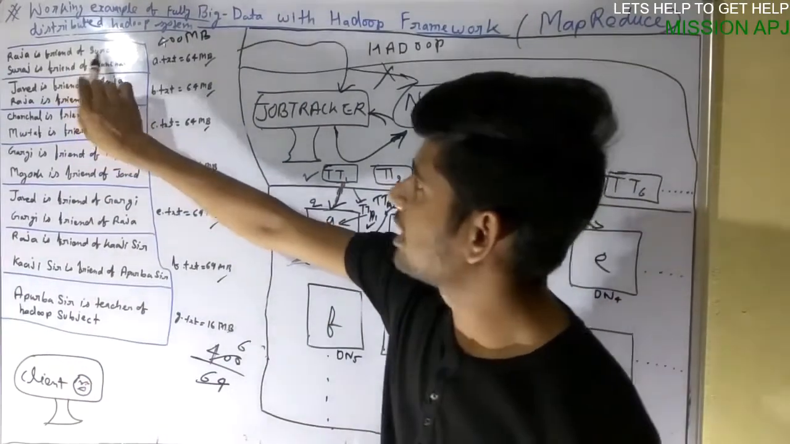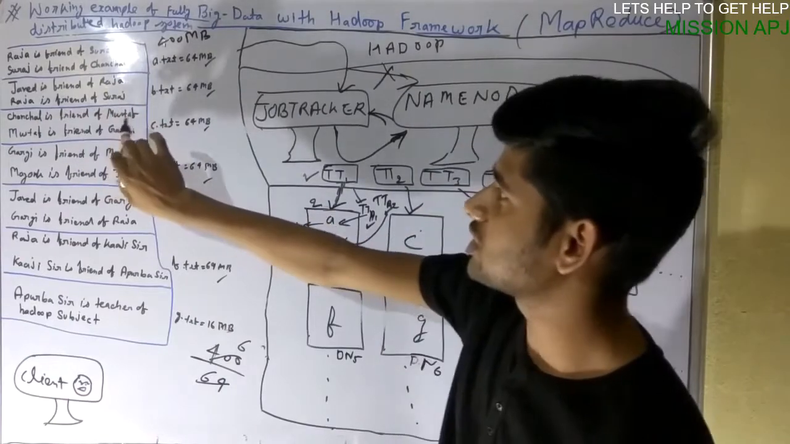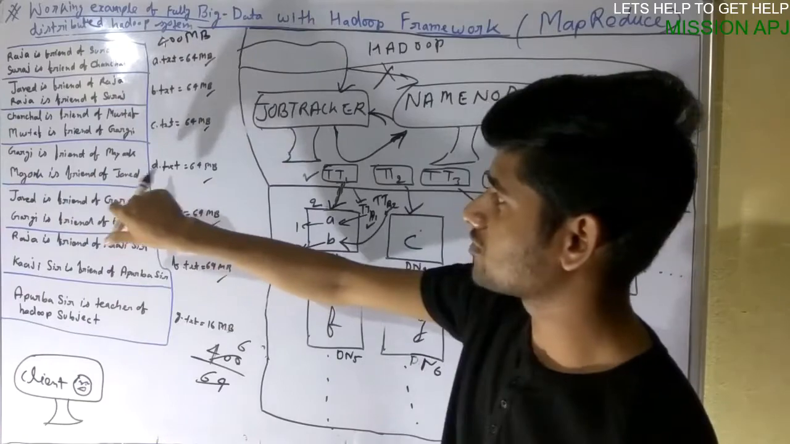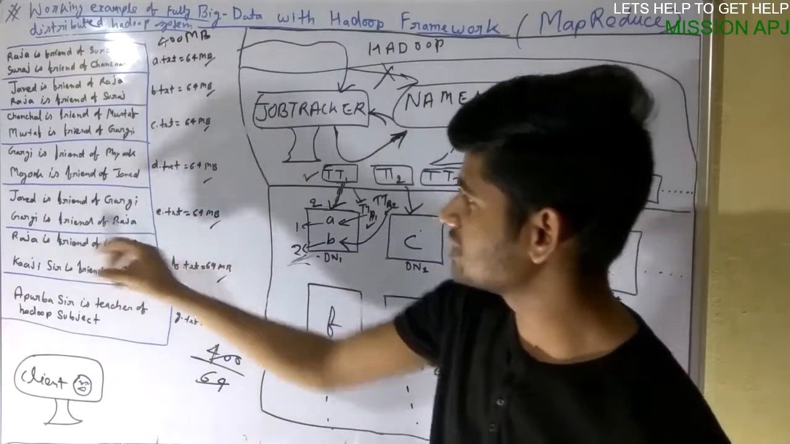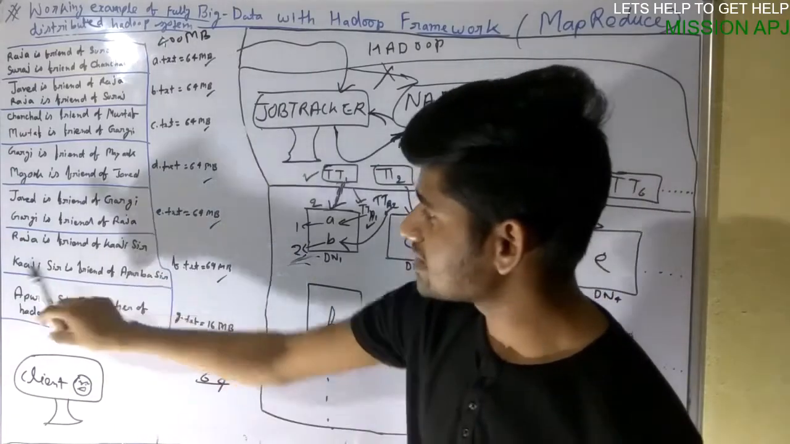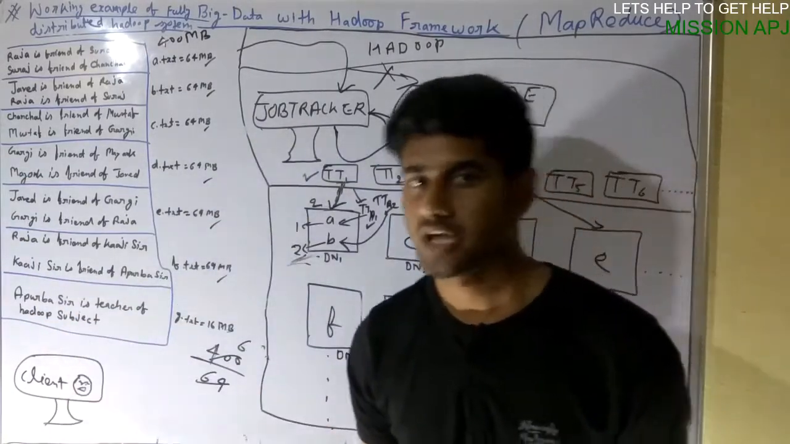Raja is friend of Suraj, Suraj is friend of Chanchal, Javed is friend of Raja, Raja is friend of Suraj, Chanchal is friend of Mustaf, Mustaf is friend of Gargi, Gargi is friend of Mayank, Mayank is friend of Javed, Javed is friend of Gargi, Gargi is friend of Raja, Raja is friend of Kazi sir, Kazi sir is friend of Apurva sir, Apurva sir is teacher of Hadoop subject.